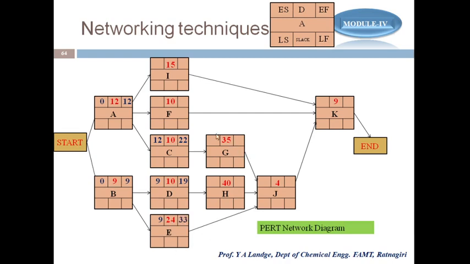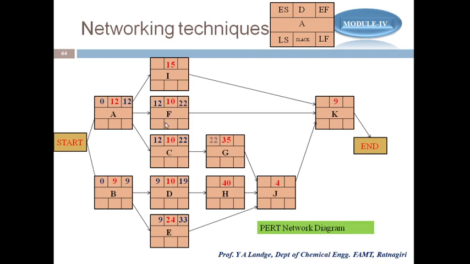Similarly, I have to calculate for F. Again, I look at what is the predecessor for F. For F, the predecessor is A. So A's earliest finish time is 12. So I'm writing here that the earliest start time for this activity is 12. Why? Again, I repeat, because this is the expected time to complete the activity, and this will start only when that is completed, and that completes at 12, and that's why it will start at 12.